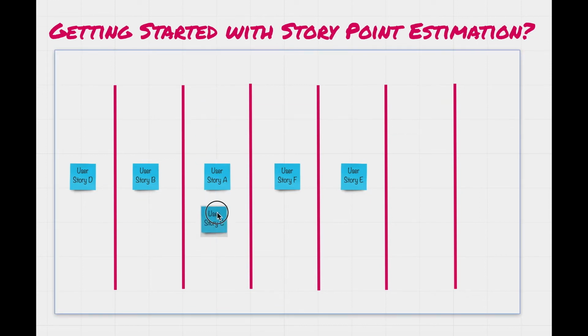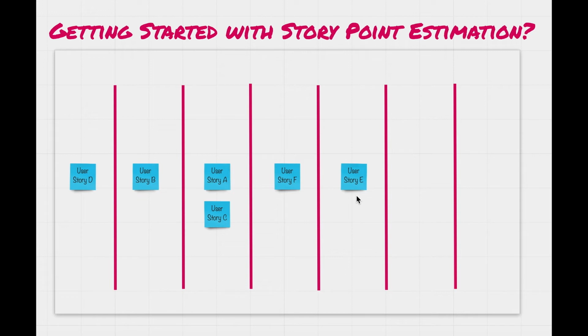So the idea is to order all these user stories so that it matches some amount of complexity and size. User story D is relatively less work in terms of effort required. User story E is much more work, and all these efforts are decided as a function of size, volume, uncertainty, and complexity.